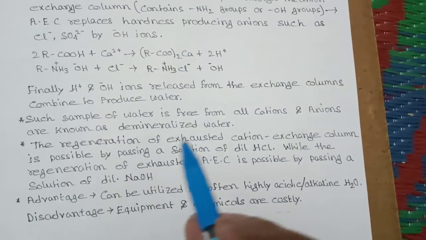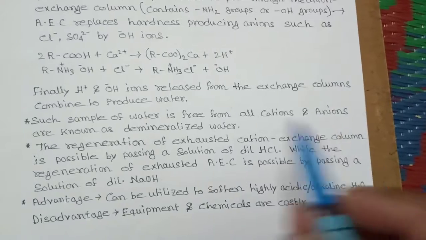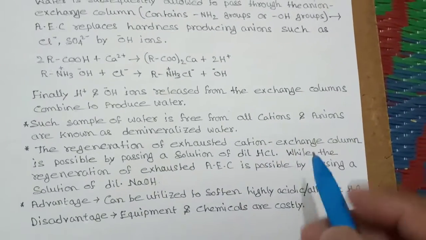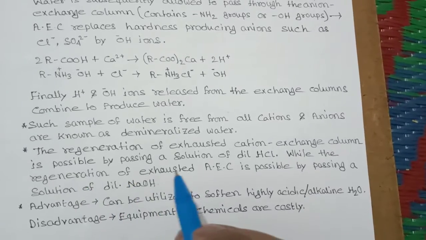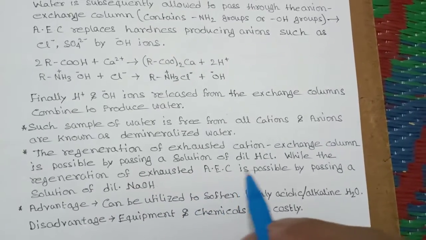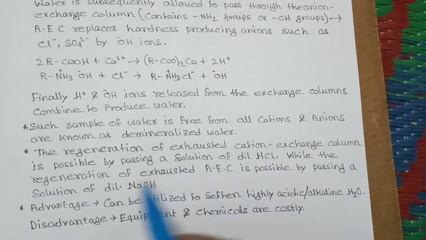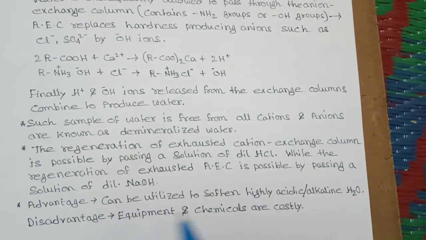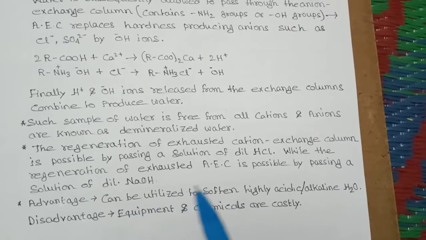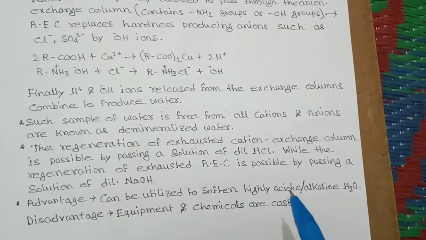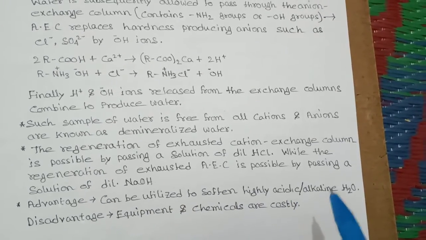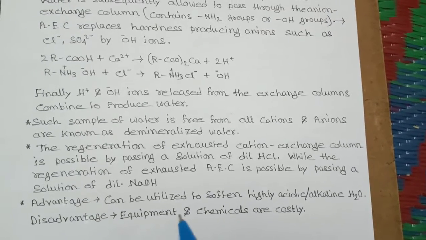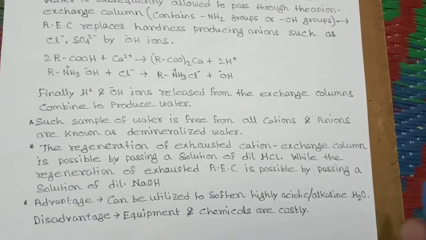The regeneration of the exhausted cation exchange column is possible by passing a solution of dilute HCl, and the regeneration of the exhausted anion exchange column is possible by passing a solution of dilute NaOH. Now the advantage of this process is that it can be utilized to soften highly acidic and highly alkaline water, and the disadvantage is that the equipment and chemicals are very costly.